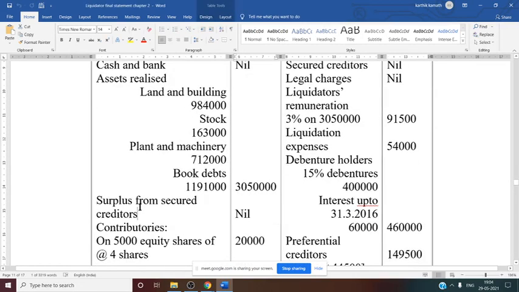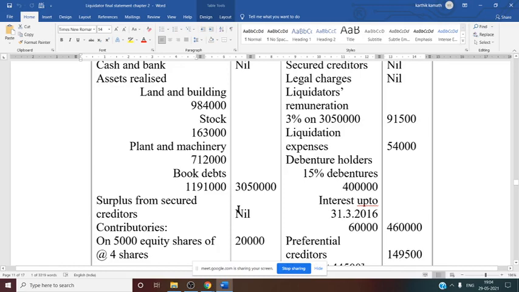Then surplus from secured creditor, if you see, it is nil. Why? Because secured creditor information is not there. They have mentioned preferential creditor, but secured creditors are not there, and securities with the secured creditors are also not there. So that is why you should not consider surplus. Only when there are securities with a secured creditor and they are realized by the secured creditor, and any surplus after taking the due amount is given to the liquidator, then you need to consider surplus from secured creditor.